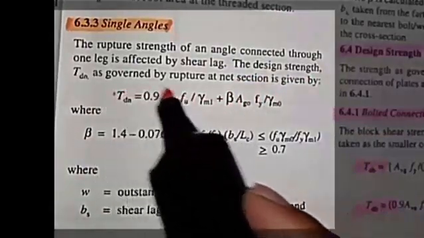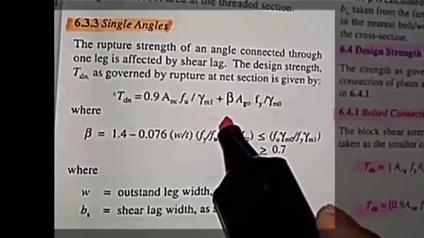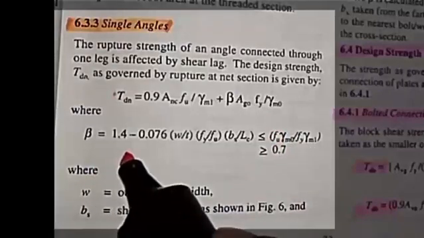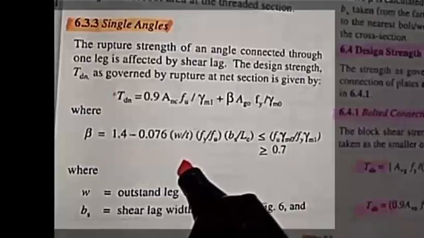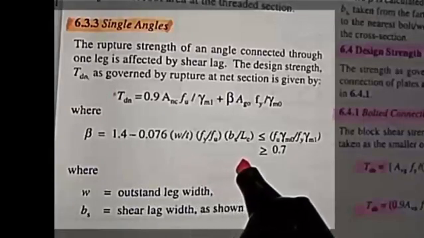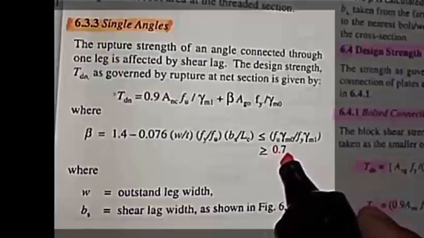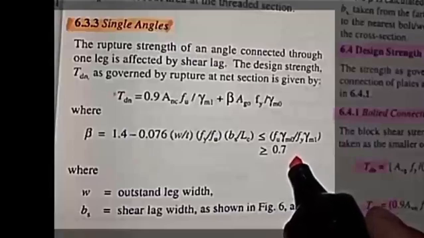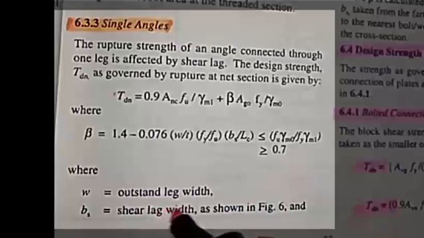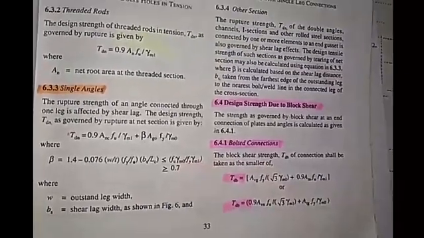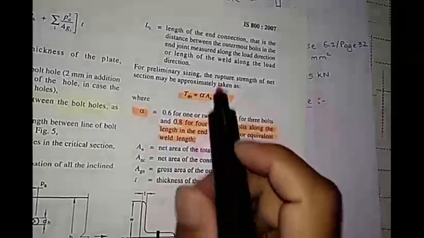Tdn equals 0.9 Anc Fu by gamma m1 plus beta Ago Fy divided by gamma m0. The value of beta is also mentioned here. What exactly does beta mean? It is 1.4 minus 0.076 into w by t into Fy by Fu into bs by Lc. This has to be less than or equal to Fu gamma m0 by Fy gamma m1, or greater than 0.7. w is called the outstanding leg width, while bs is the shear lag width, and then we have Lc, that is the length of the end connection.